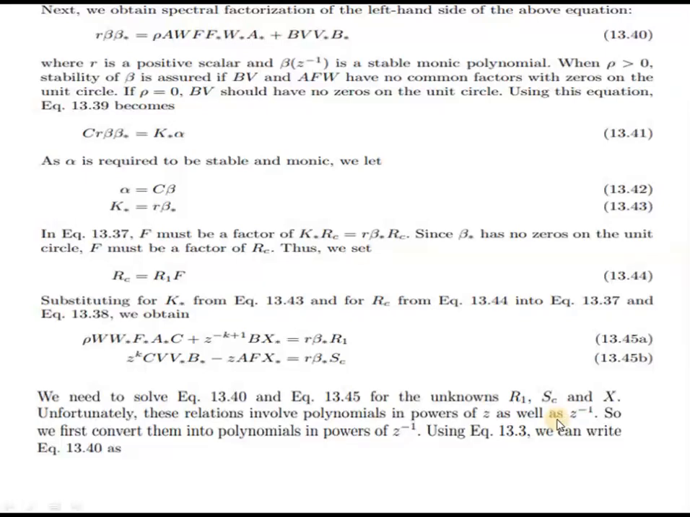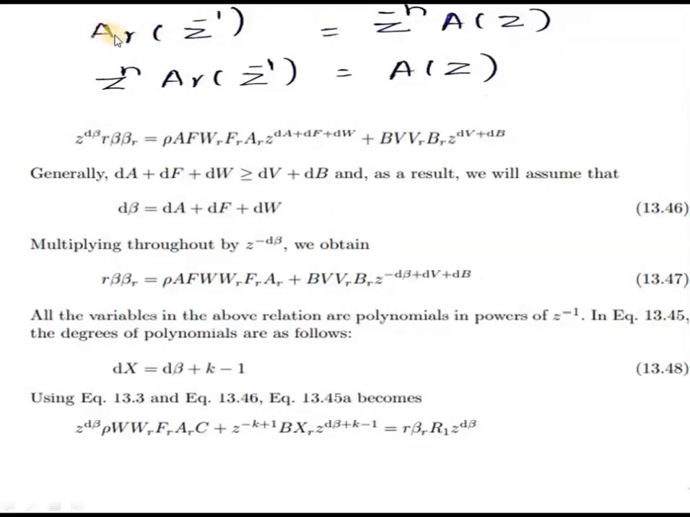Therefore we have to convert these z polynomials into z inverse polynomials, and for this we use spectral factorization. We first convert them into polynomials of z inverse. Now how do we convert these z polynomials into z inverse? Let's see. This is the first property which should be satisfied by the polynomial A for the spectral factorization property.